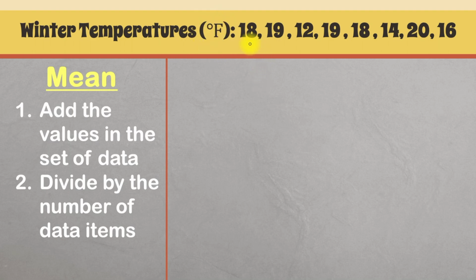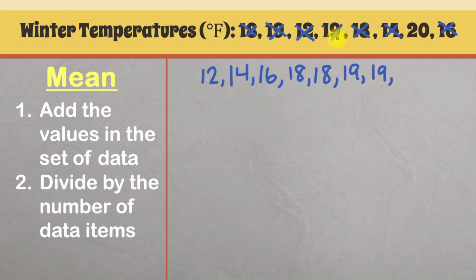The first thing I like to do whenever dealing with a set of data is to put our set of data in order from least to greatest. We don't really need it for the mean, but it's a very good habit to get into. So I'm going to do that very quickly. So here is our data in order from least to greatest.